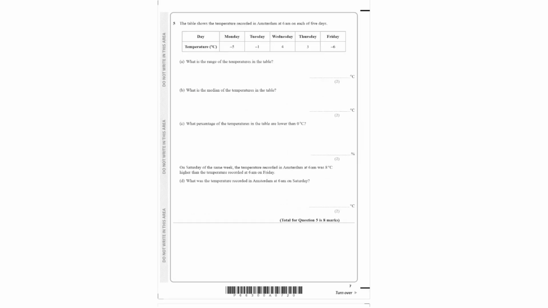Question 5. The table shows the temperature recorded in Amsterdam at 6 a.m. on each of 5 days. What is the range of the temperatures in the table? So range is simply equal to largest minus smallest. The largest value here is 4, and the smallest value is negative 6. So we simply write 4 minus negative 6, and whenever you subtract a negative, it simply adds. So 4 plus 6 gives us 10.